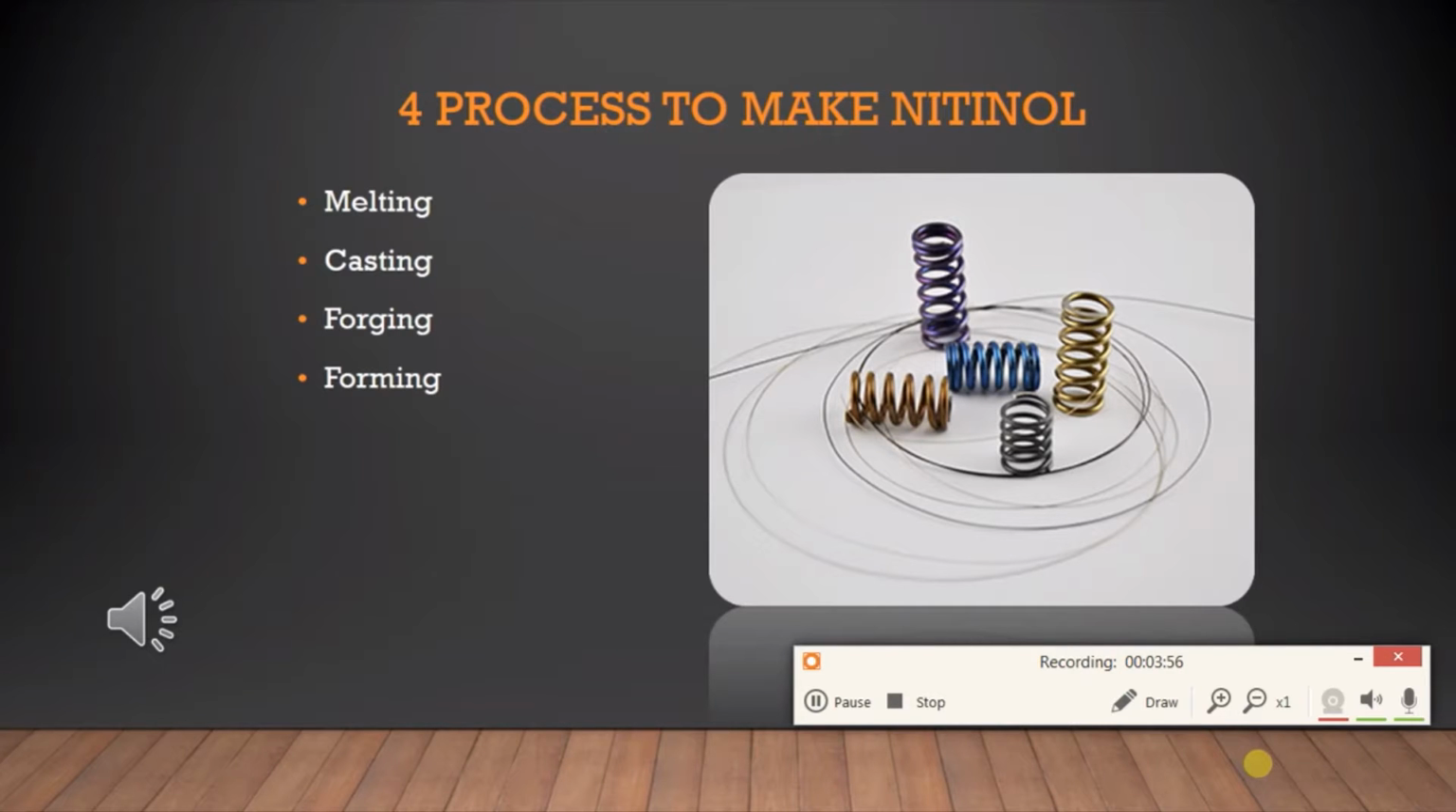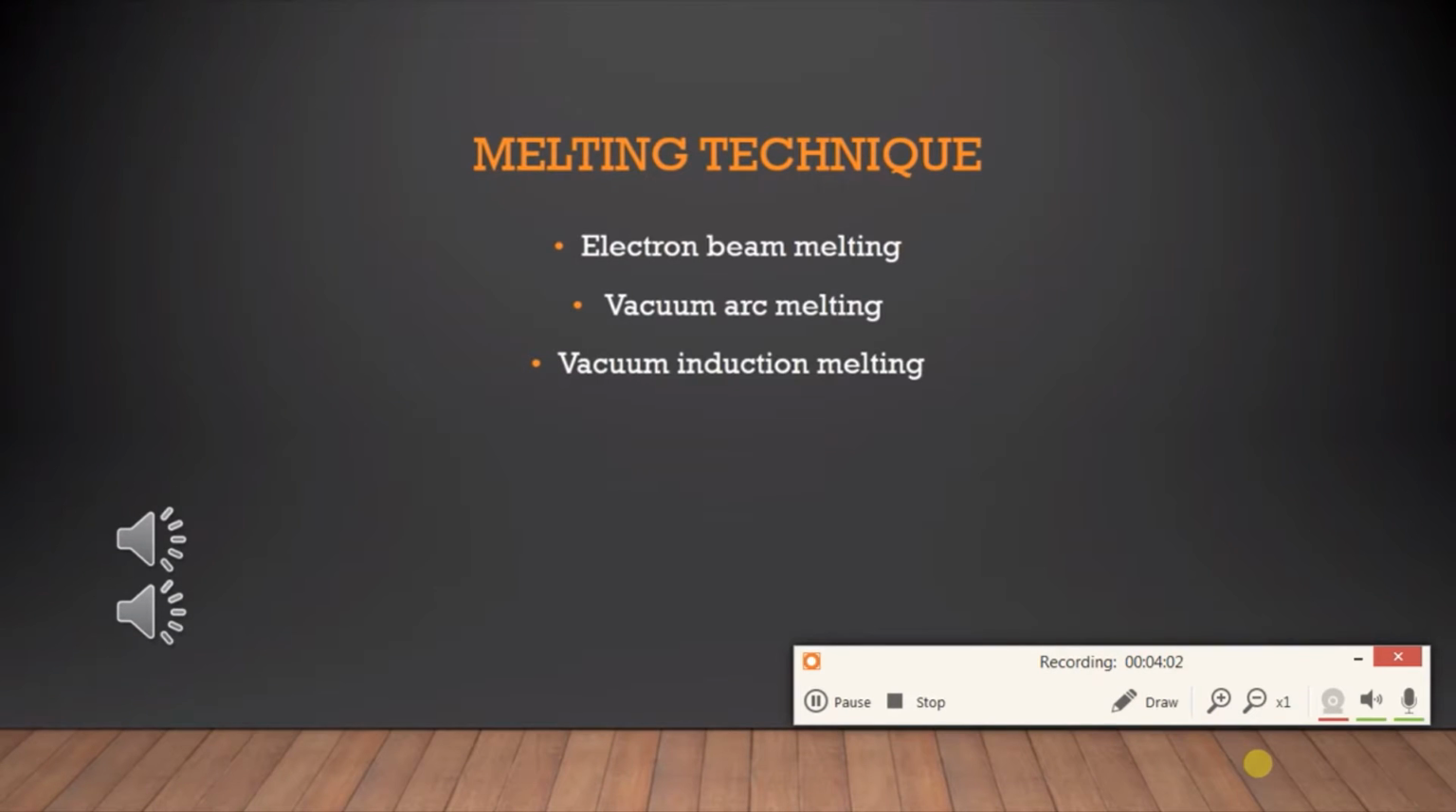These metals will undergo four different processes: melting, casting, forging, and forming. When these two metals undergo a melting process, the combination of the metals is called nitinol. There are three melting techniques that are used to melt these metals: electron beam melting, vacuum arc melting, and vacuum induction melting.